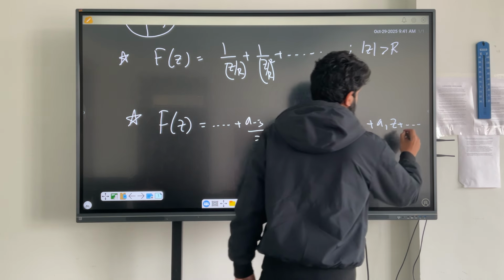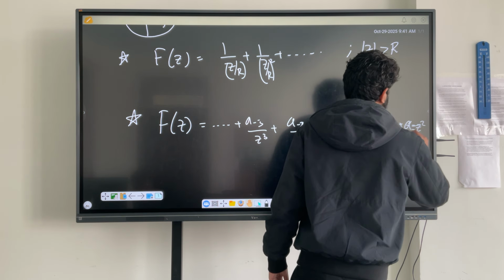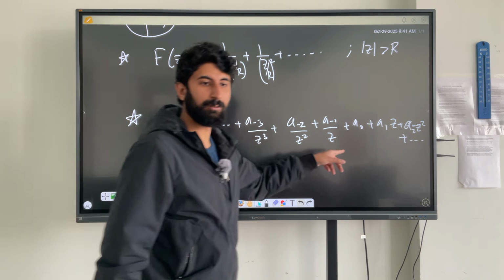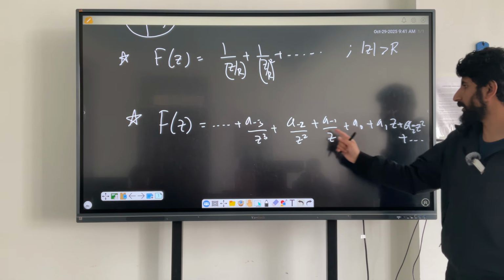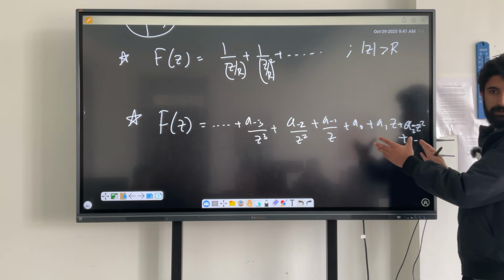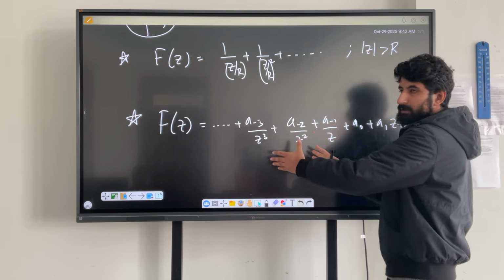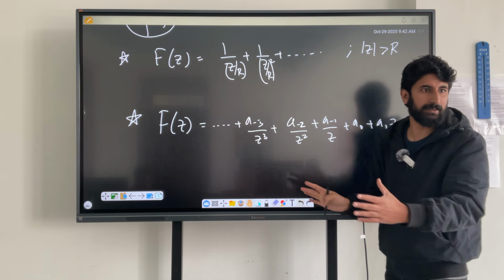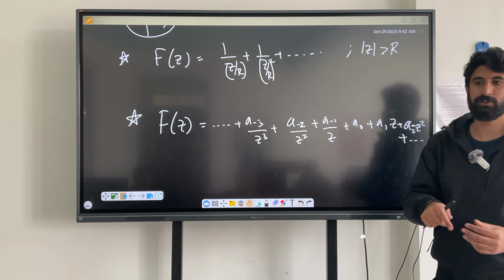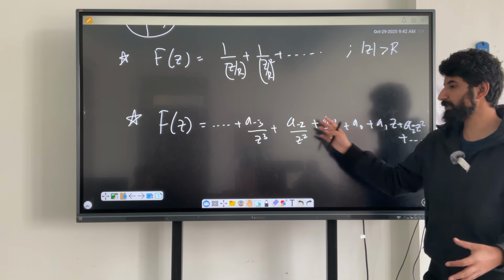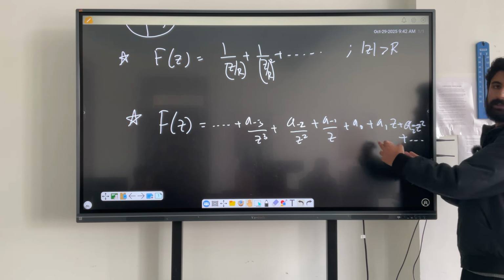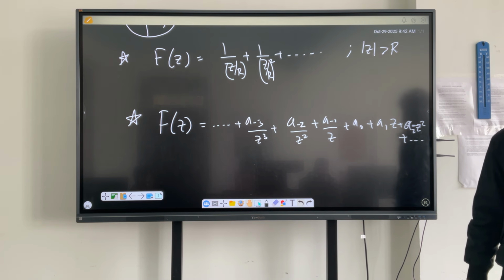Say a2 z square if you wish, plus so on. So how many parts are there in this series? There are two parts. This part is the one where non-analytic behavior, if any, would come. If the a's are non-zero, then the function at z equal to 0 would not be analytic. If the a's are 0, then the function would be. And this part is the analytic part.